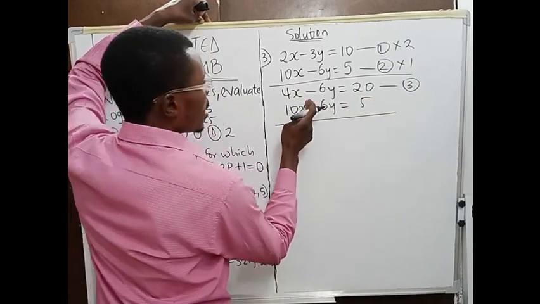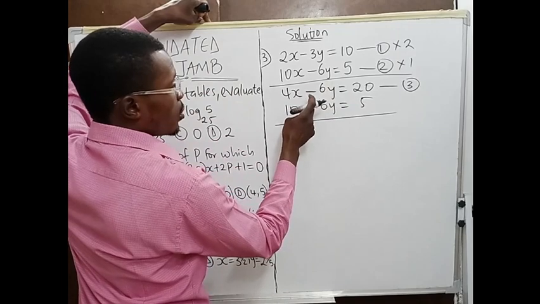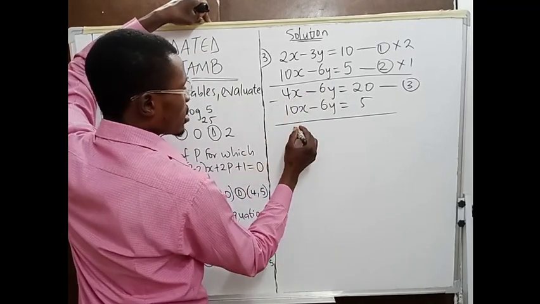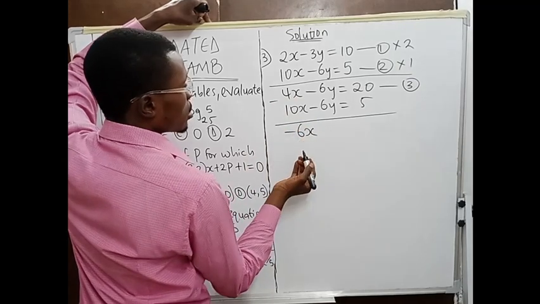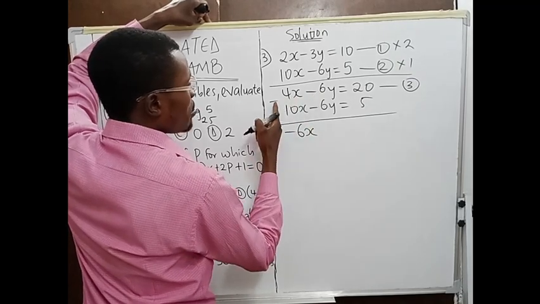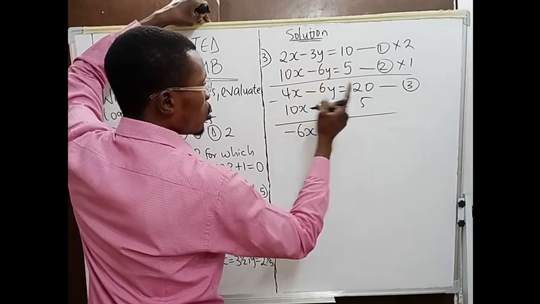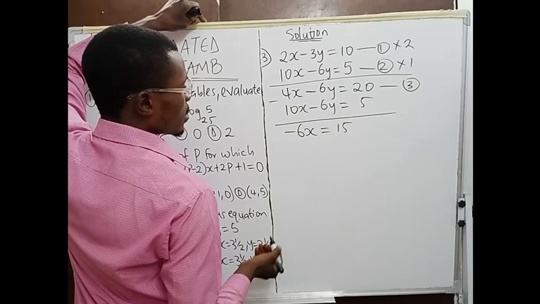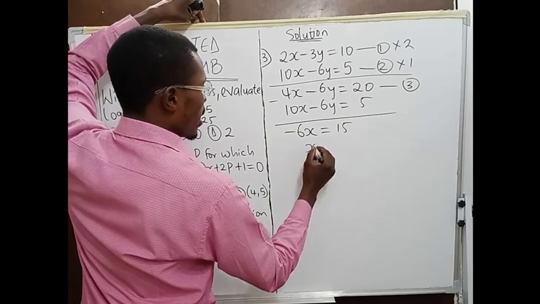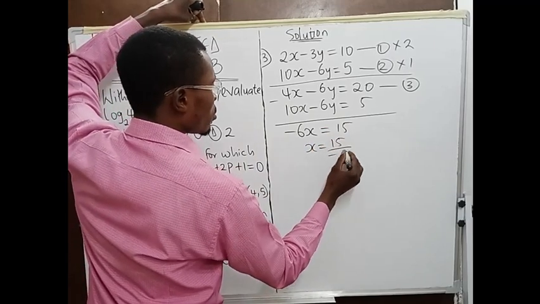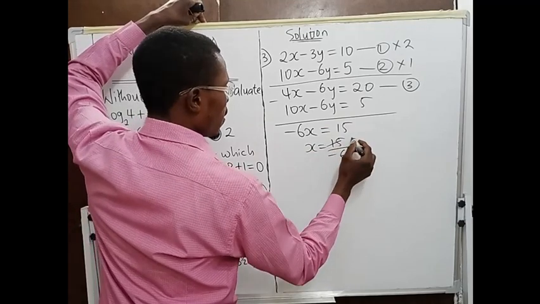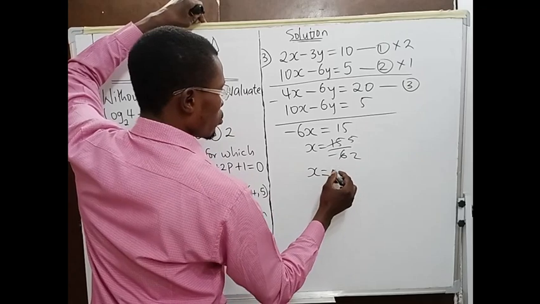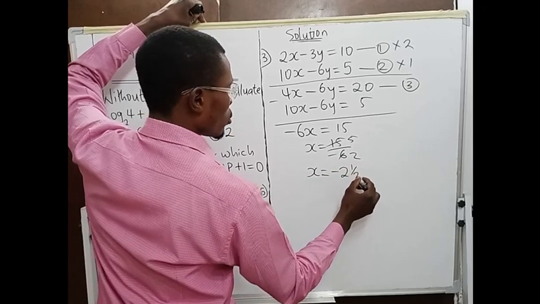All right. So how do I eliminate these terms of y now? I eliminate by subtracting. So 4x minus 10x will give me minus 6x. Minus 6y minus 6y, this will go. 20 minus 5 will give me 15. So what do I have now? I have x equals 15 over minus 6. 3 here, 5, 3 here, 2. My x is what now? Minus 2 whole number 1 over 2.